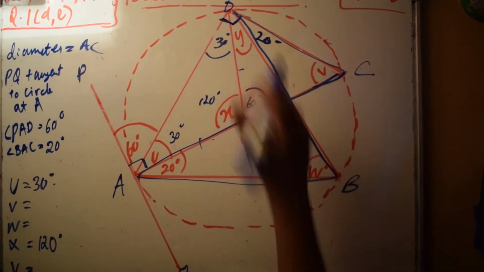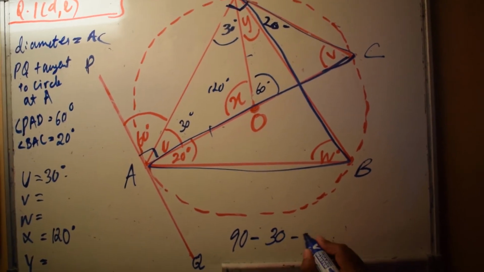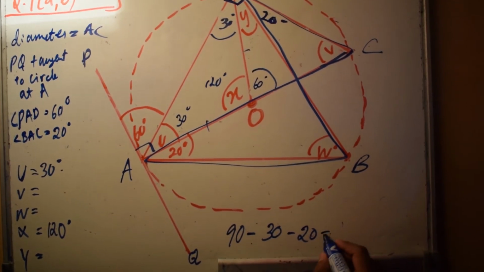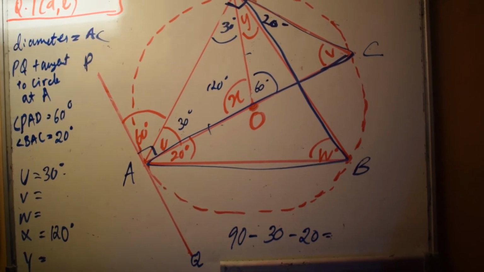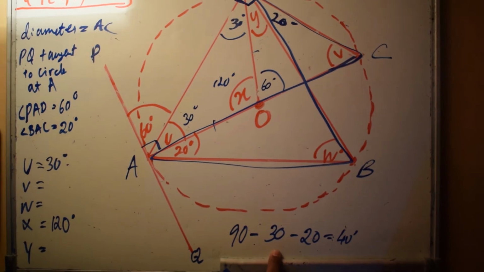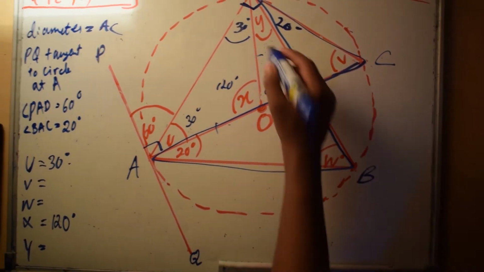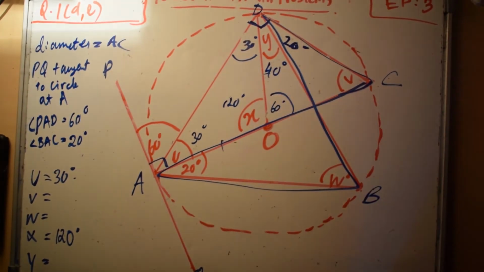To find the Y value, again the same thing: 90 minus 30 minus 20. 90 minus 30 is 60, minus 20, that's 40 degrees. So we know that Y is hence 40 degrees.